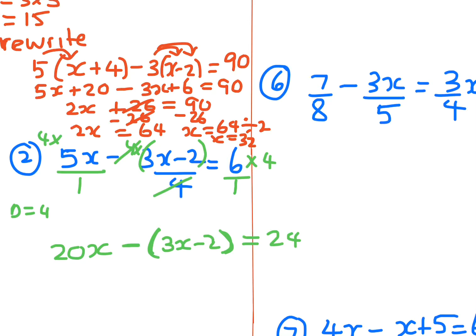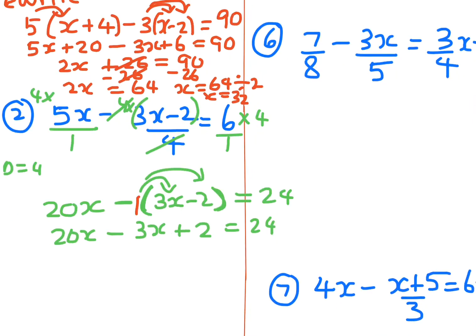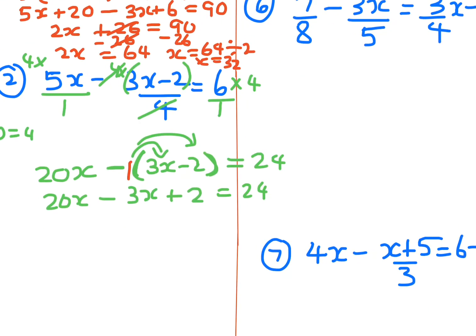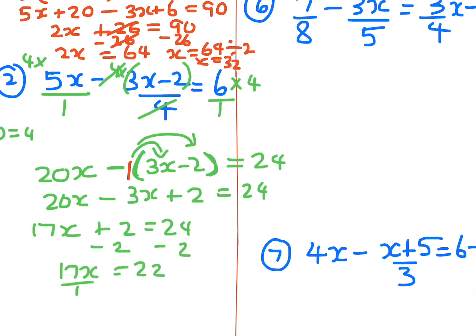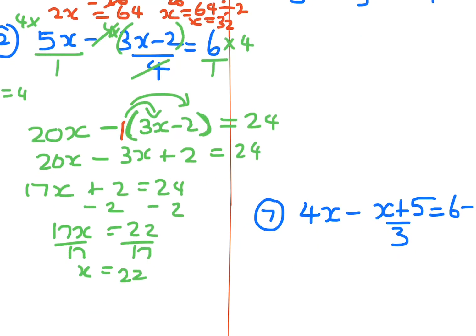Okay, so now if we go ahead and we expand these brackets, we have 20x minus 3x minus 1 times minus 2 is plus 2 equals 24. And then simplify that. 20x minus 3x is 17x. 17x plus 2 is 24. So minus 2 minus 2, 17x is 22, over 17 over 17. So x is 22 over 17.